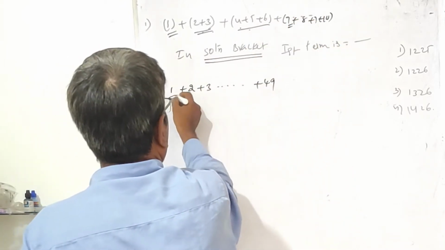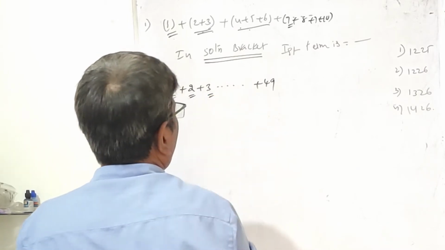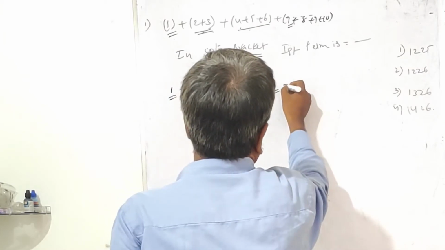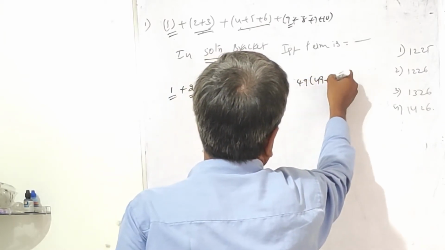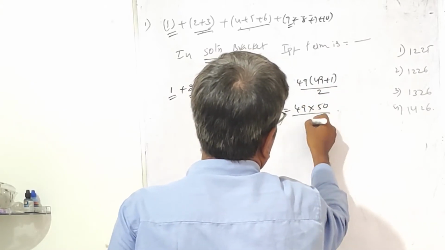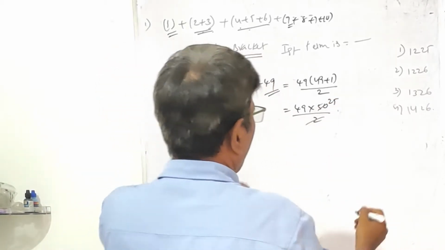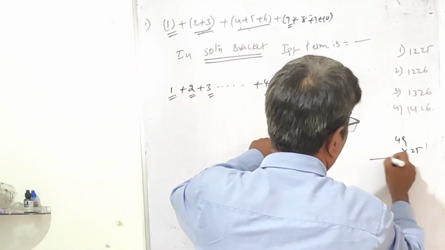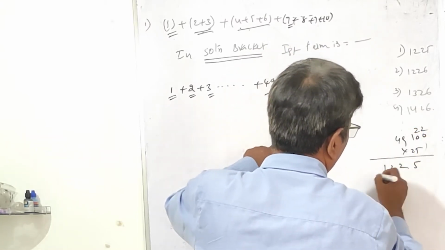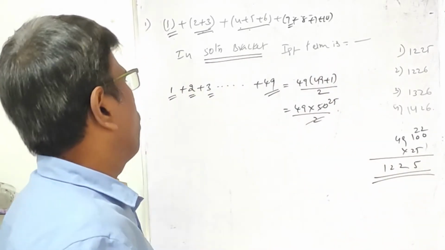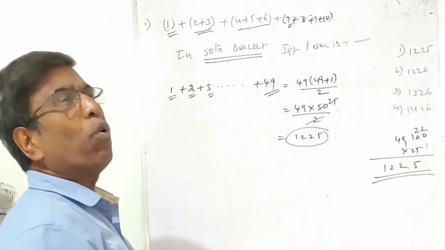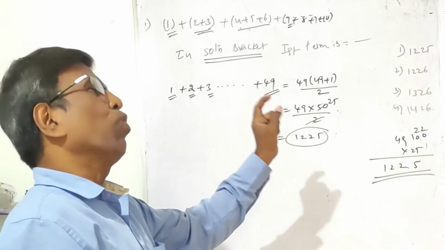Up to here, the first bracket contains 1 term, the second contains 2 terms, the third contains 3 terms, the 49th bracket contains 49 terms. This sum is nothing but 49 into (49 plus 1) by 2. It is nothing but 49 into 50 by 2. This is 25. Understood? So 49 multiplied by 25 is 1225. So before the 50th bracket, there are 1225 elements.